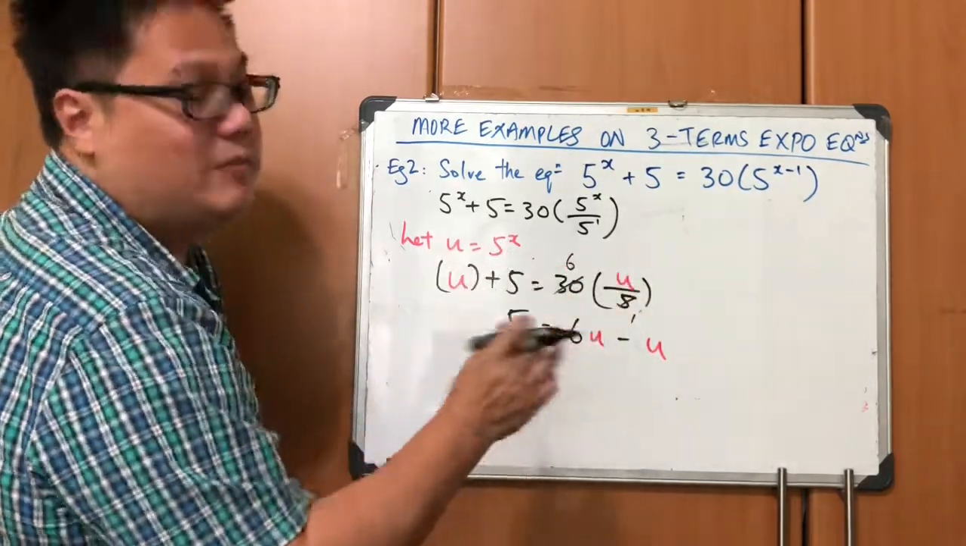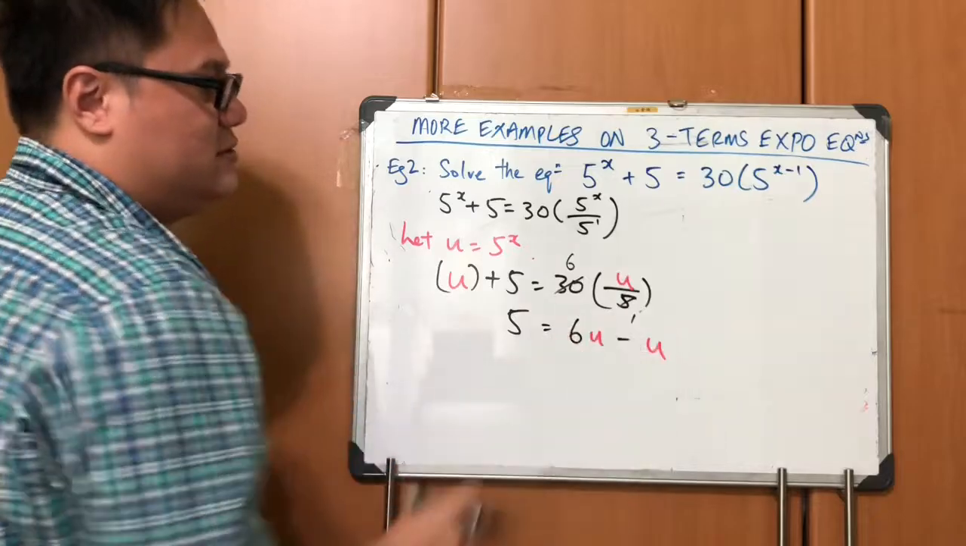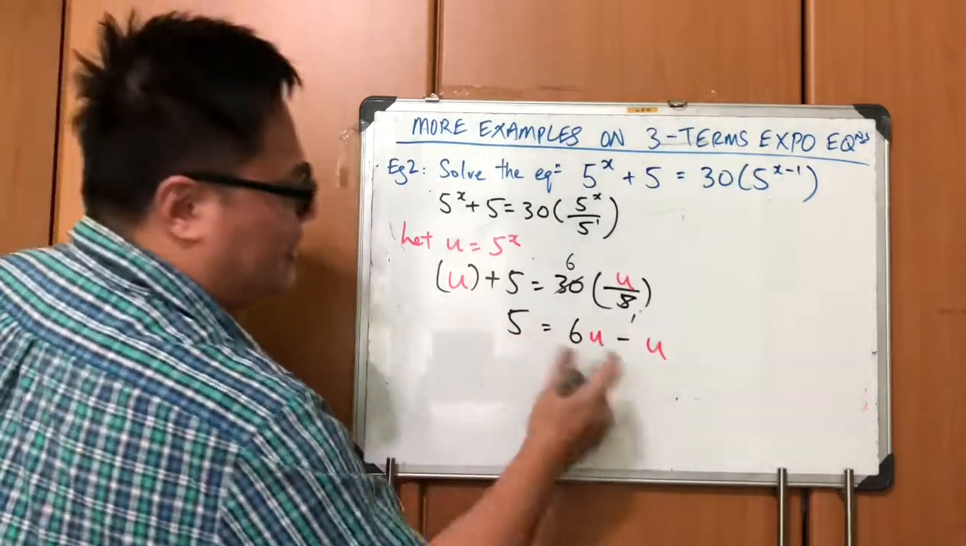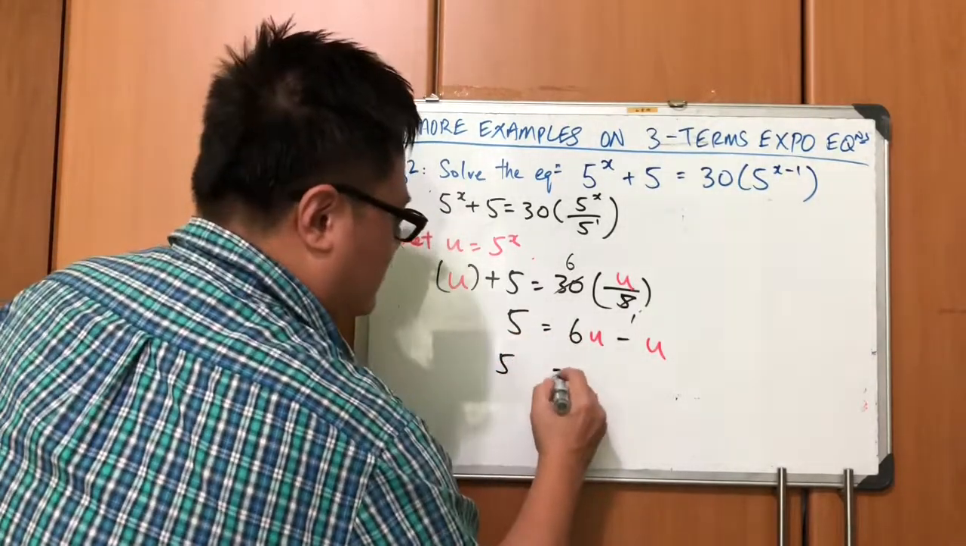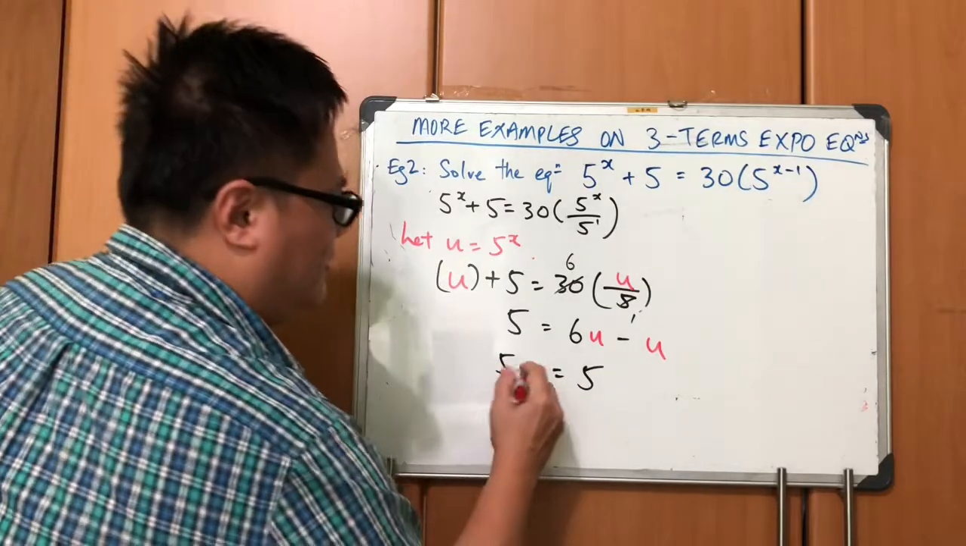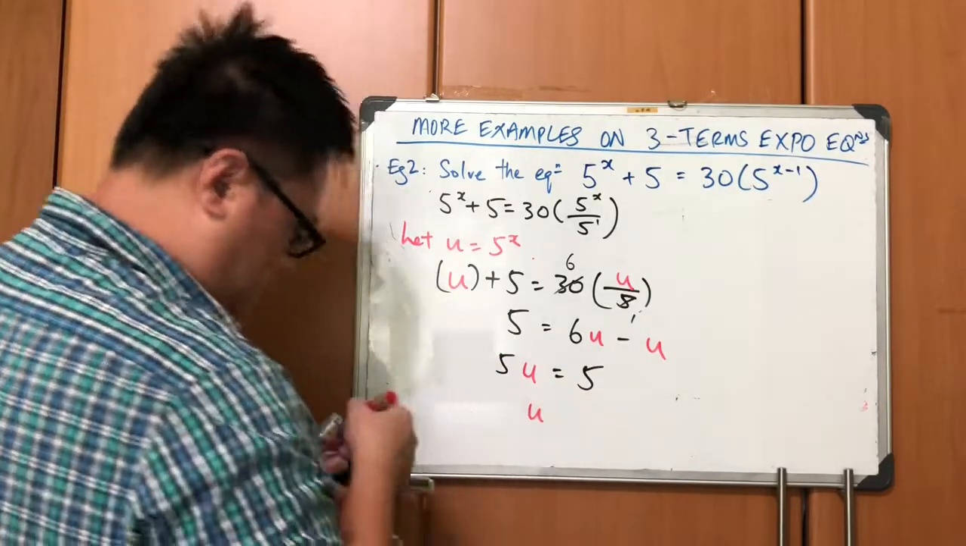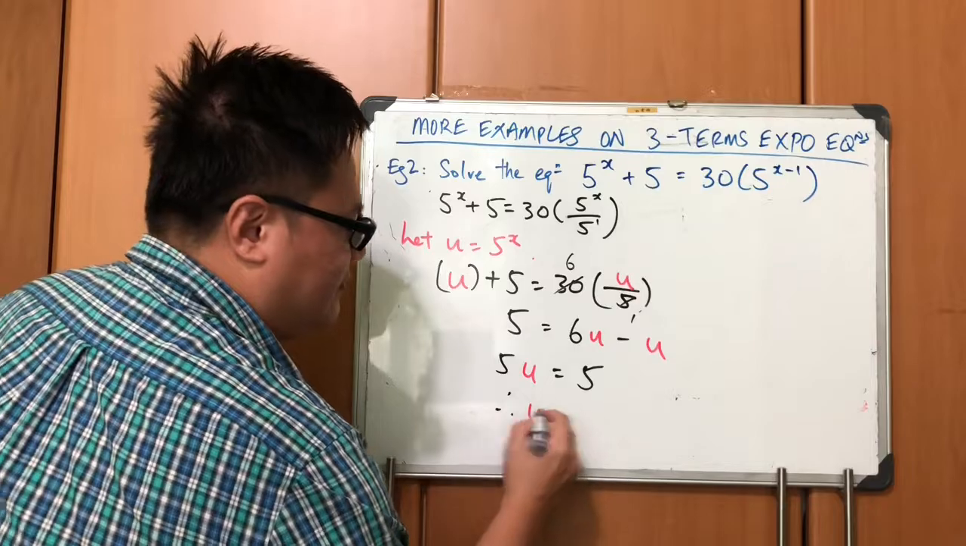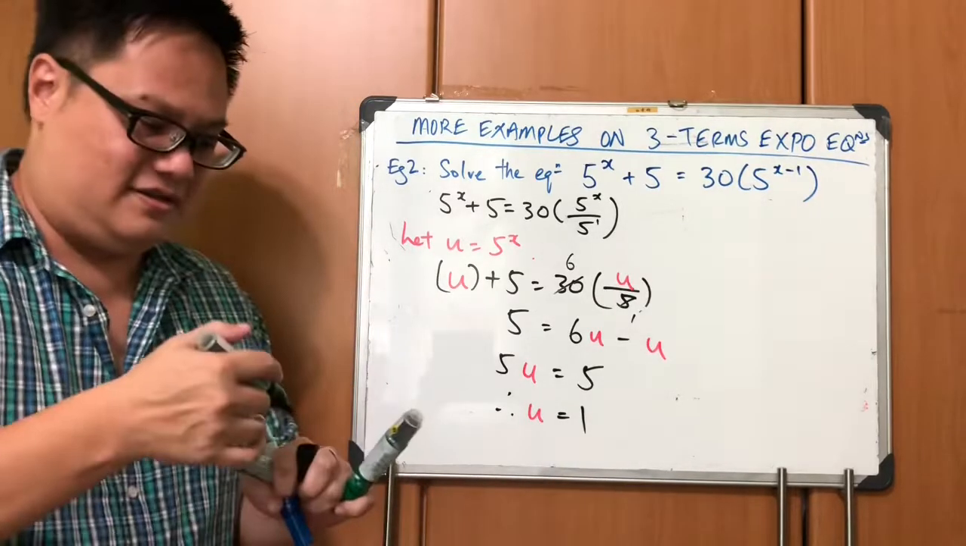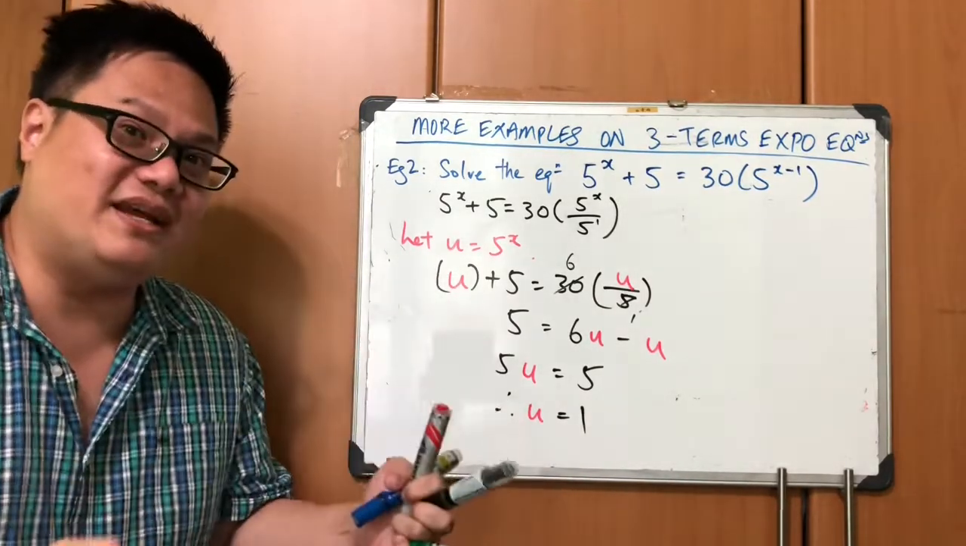I just bring this u to the other side, so subtracting u from both sides of the equation. So 6u minus u equals 5. From here I have 5u equals 5. So therefore u equals 1. That's it. So yay! Can I pop the champagne and celebrate?